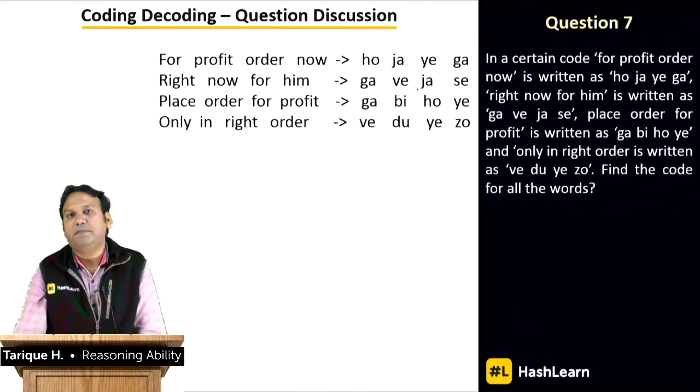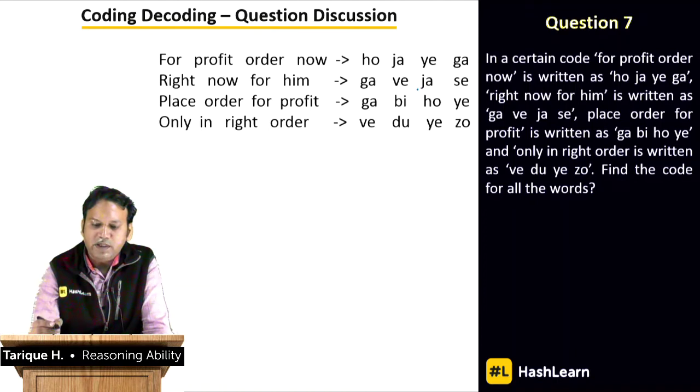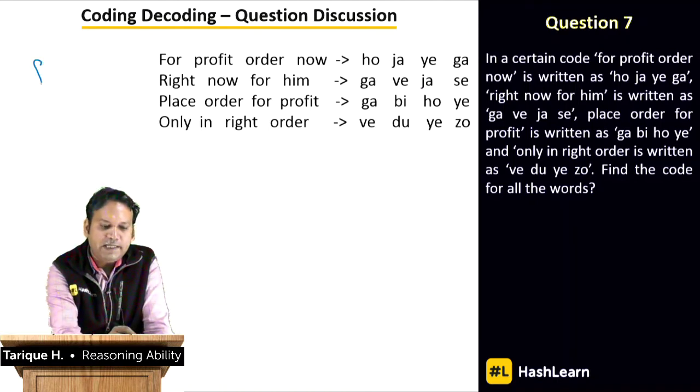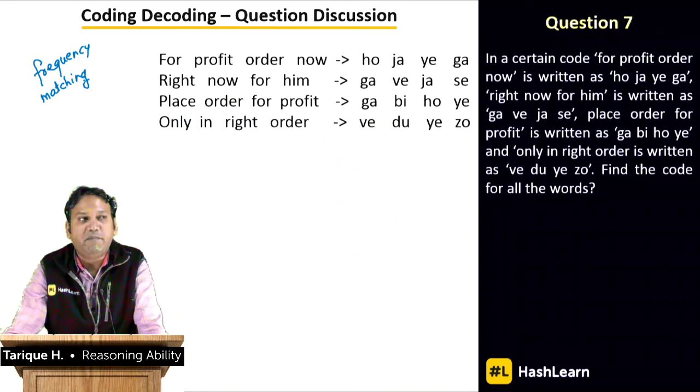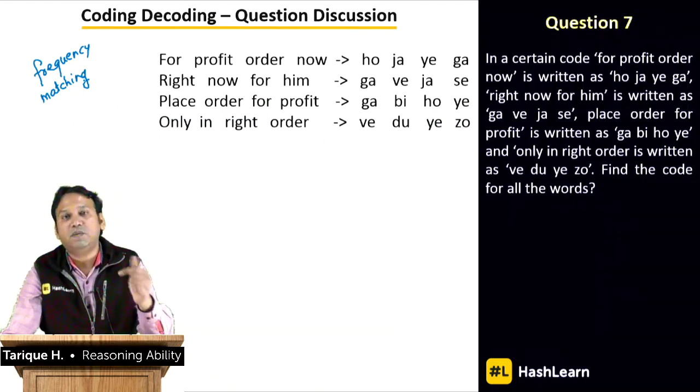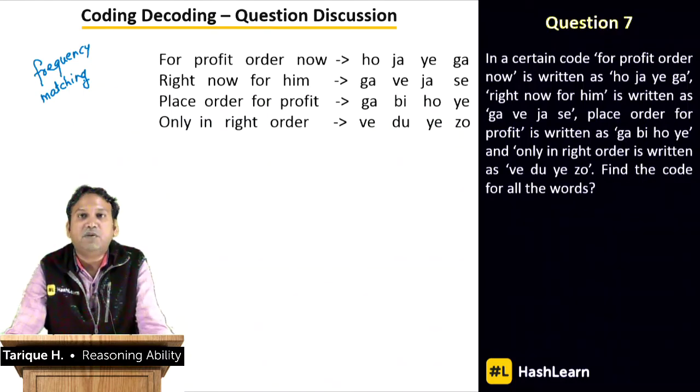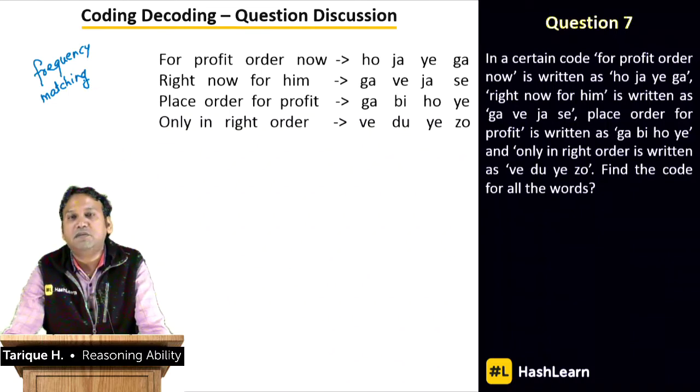So how do we solve them? We solve these questions by the concept of frequency matching. So we talk about matching the frequency of the word with the frequency of the codes. Look at how many times a word has been used and how many times the code has been used, and we match them across the sentences, the words and the codes, and that's how we get to know what is the right code for each word.